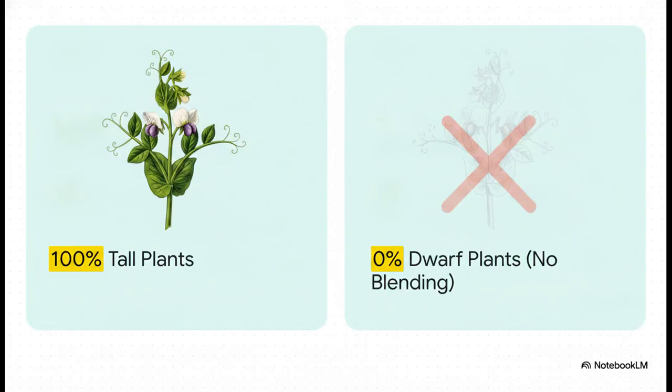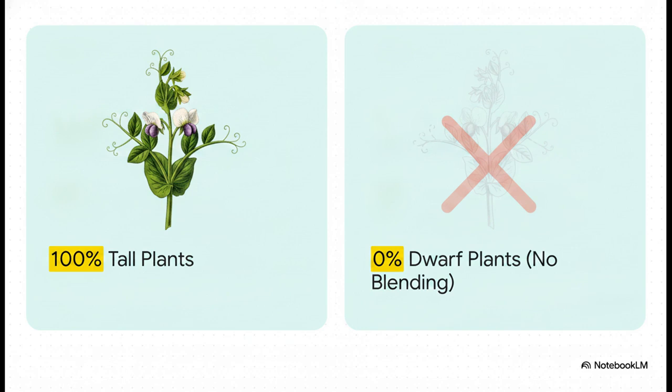The results were completely shocking. The dwarf trait literally vanished. 100% of the F1 generation plants were tall, perfectly matching just one of the parents. And crucially, there was absolutely no blending. You might expect a medium-sized plant, right? Nope.